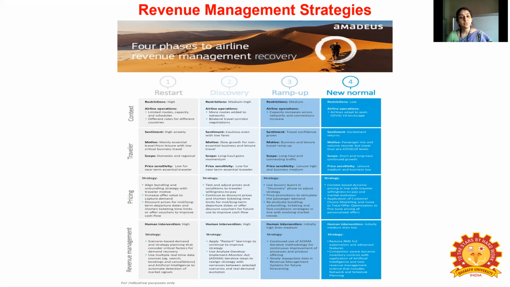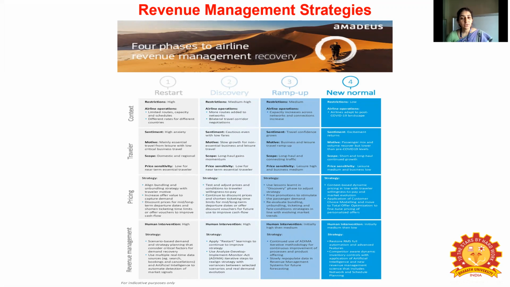So what should we do when we are restarting an airline? Because now there is a kind of crisis and downfall in airlines, so how do they restart it? When we are restarting, what are the basic perspectives? The passengers will be very scared. They will have more fear in traveling and all that. So when you're restarting, what strategies can you apply?